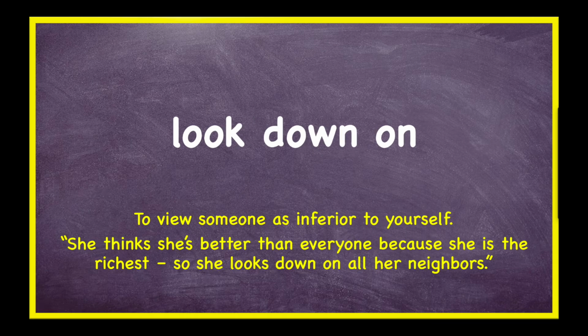Look down on someone, that's the opposite. That's to view someone as inferior to yourself. For example, she thinks she's better than everyone because she is the richest. So she looks down on all her neighbors.